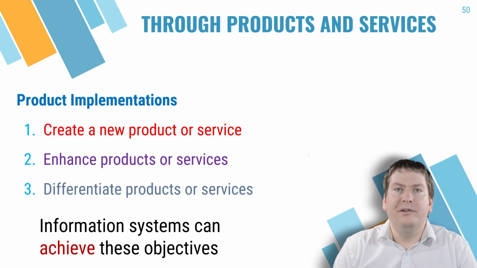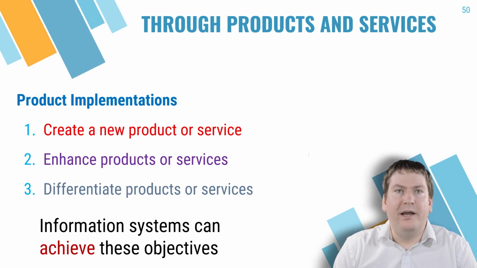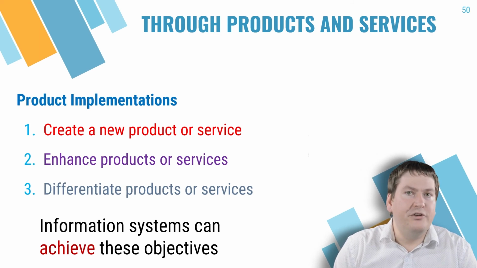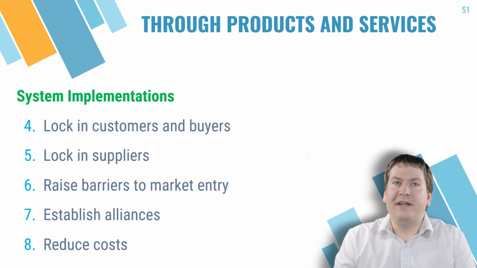Information systems can help us achieve these objectives and gain a competitive advantage. How, you might ask? Well, as we've discussed in past lectures, information systems provide us with the information we need to make good decisions. In this case, they might provide us with the information we need to decide on what new product lines we should explore based on customer feedback, or in what ways we can enhance our services based on recent sales figures.